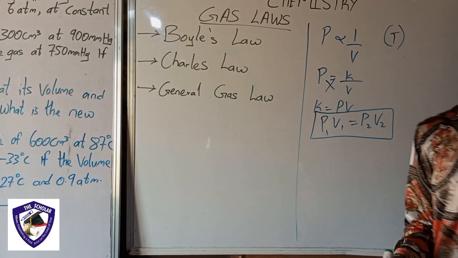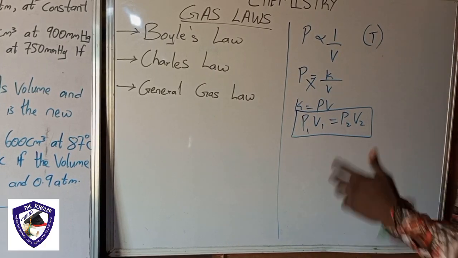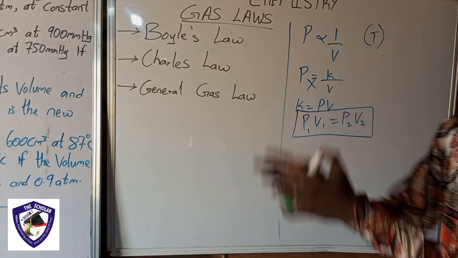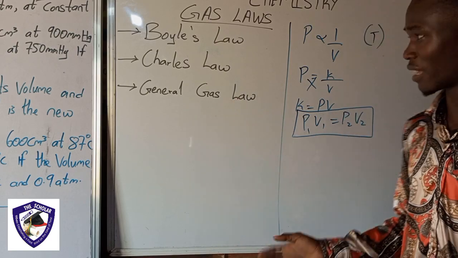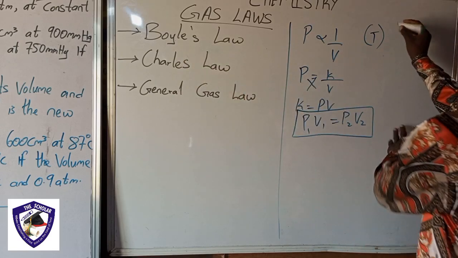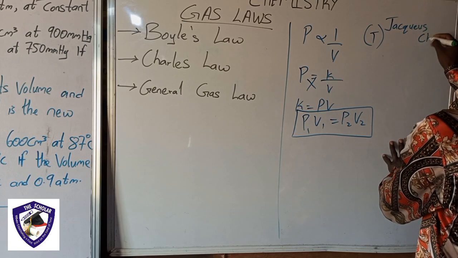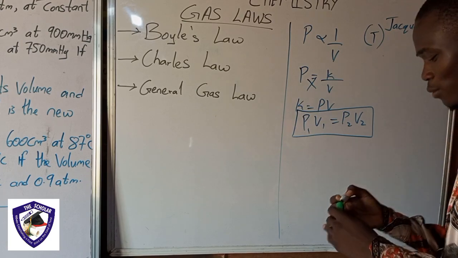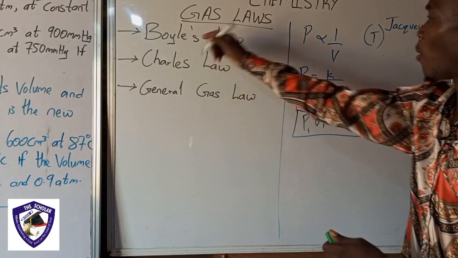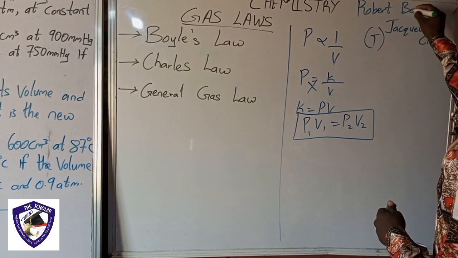Now, Charles' law. This man carried out an experiment and showed the relationship between the volume and temperature of a particular gas. His full name is Jacques Charles. You never can tell, that might be your OBJ question in JAMB. And for Boyle, Robert Boyle.